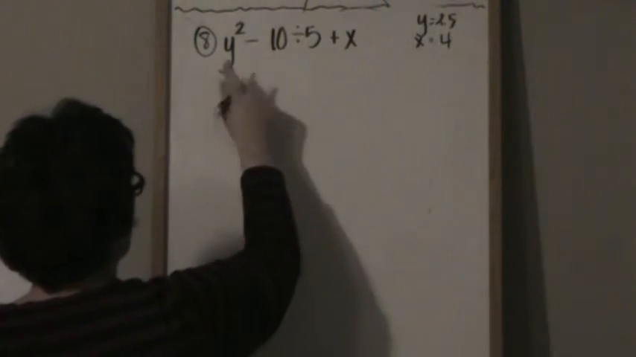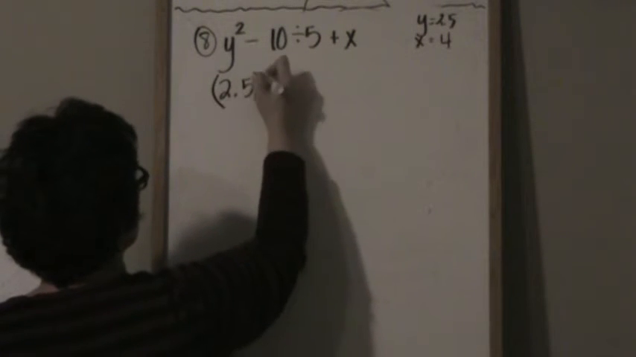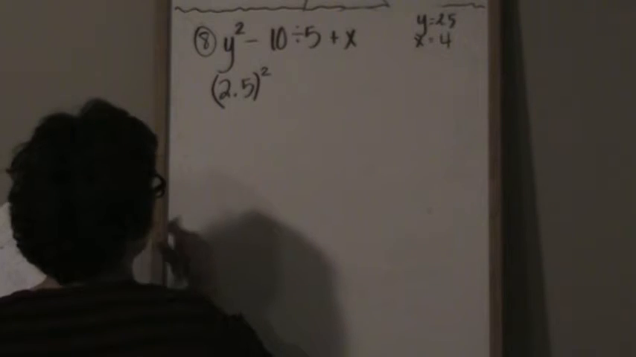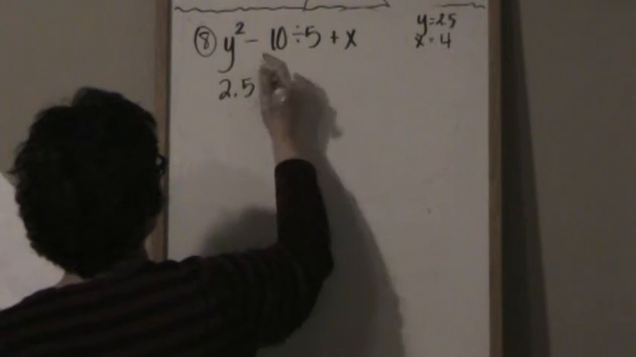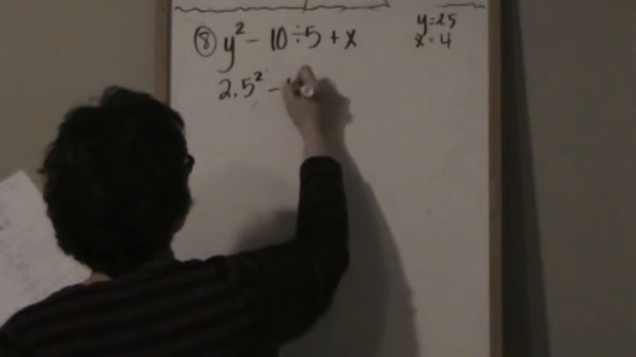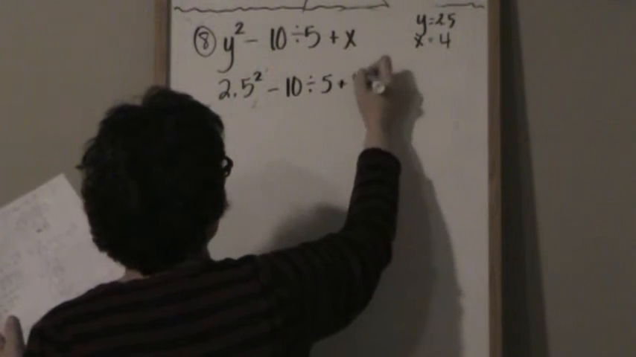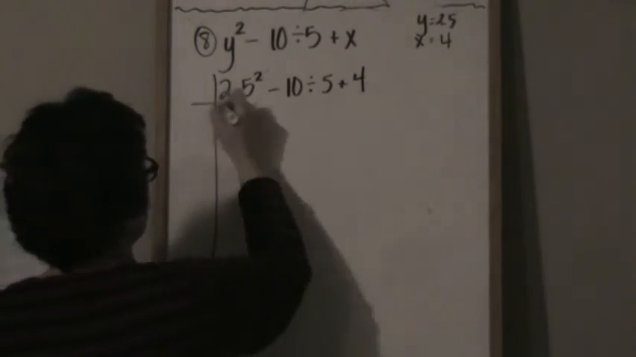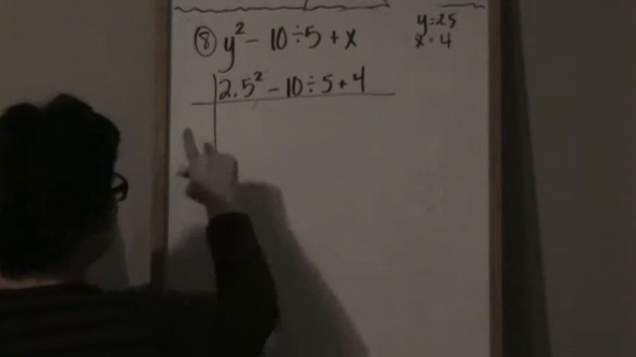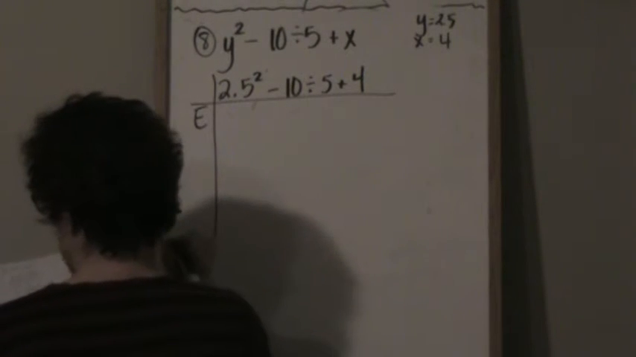Okay, that's 2.5 squared. You don't have to put the parentheses there if you don't want to. Maybe I'll just write it like this. Minus 10 divided by 5 plus 4. Okay, here we go. What do I do first? I have an exponent. So I'm going to take care of my exponent first.